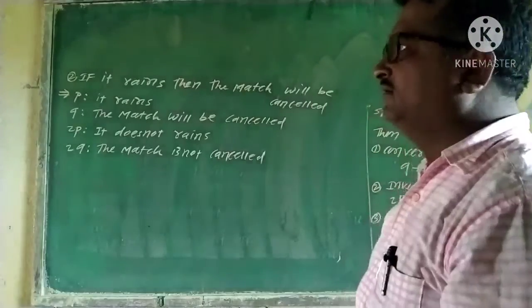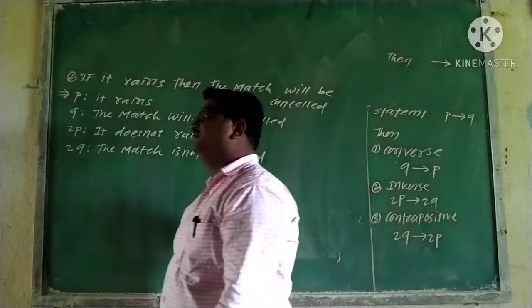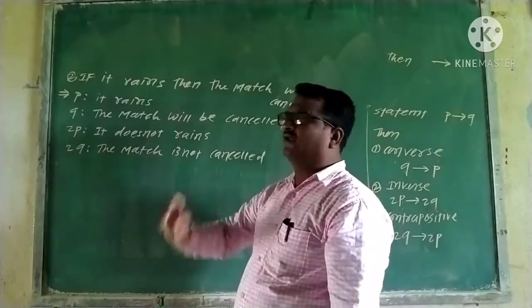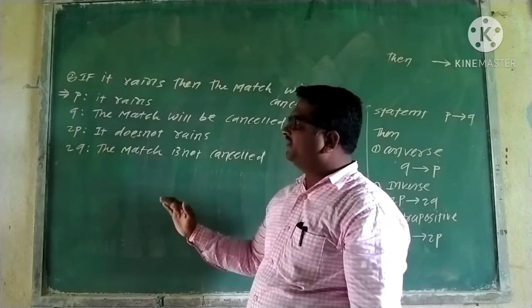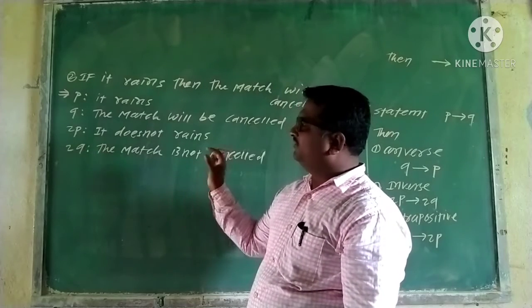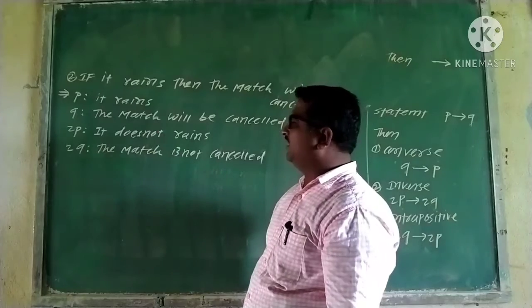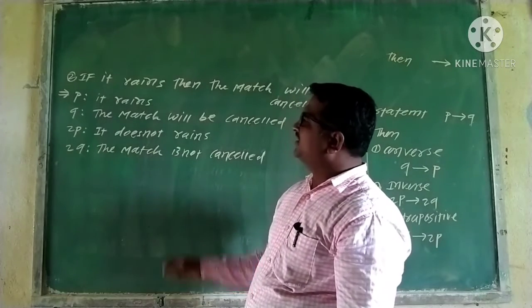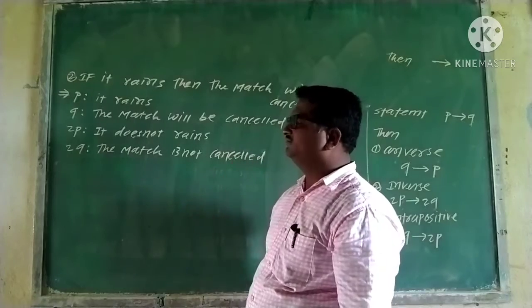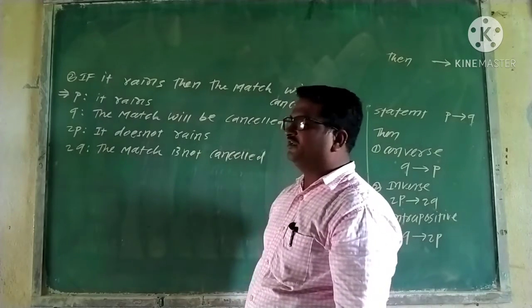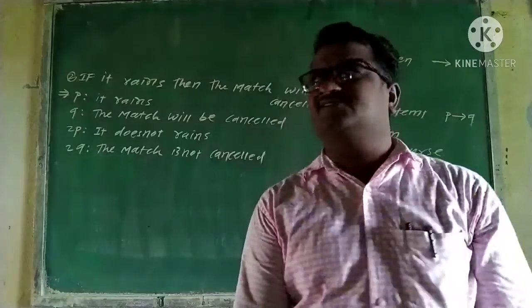In the sentence, where there is "is" or "was", put "does not" and write its negation. The given statement P is: it rains. Its negation is: it does not rain. Statement Q is: the match will be cancelled. Its negation, negation Q, is: the match is not cancelled.